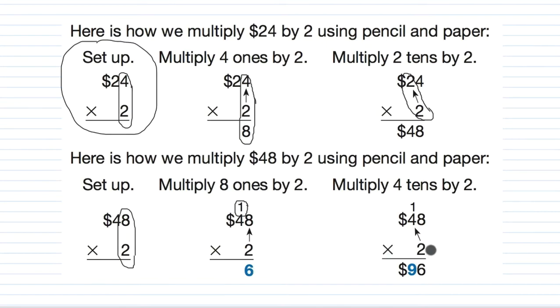Then you're going to multiply your 2 times your 4. We have 2 times 4 equals 8, but we still have the 1 up here. We're going to do something a little different. We're going to add that 1. So again, 2 times 4 is 8. When we add the 1, we get 9. So our total answer is 96.